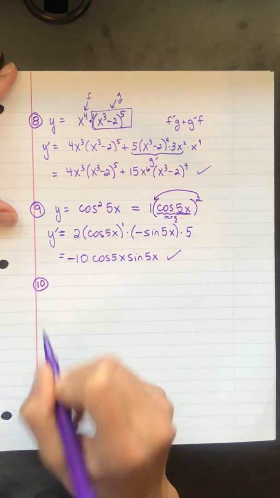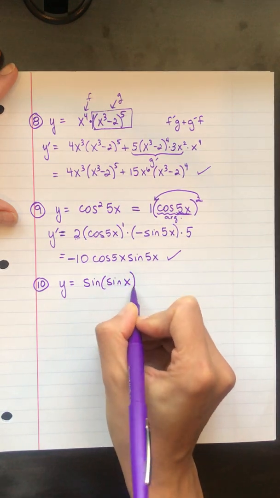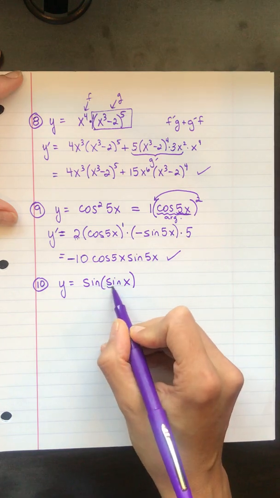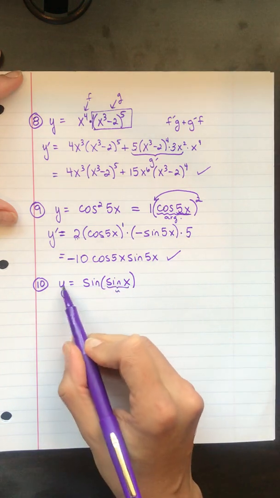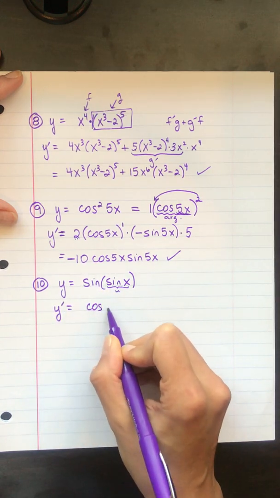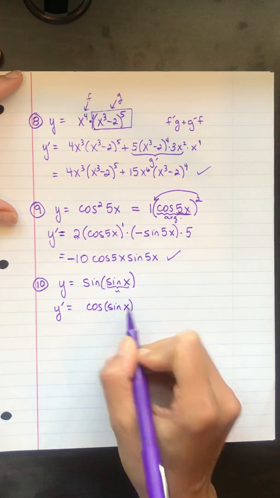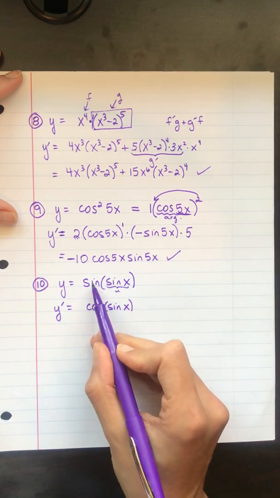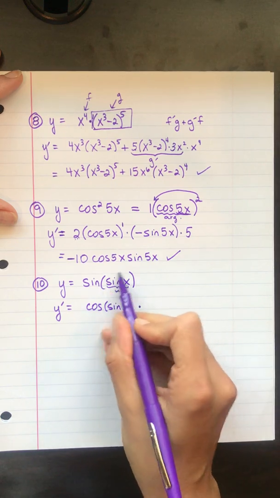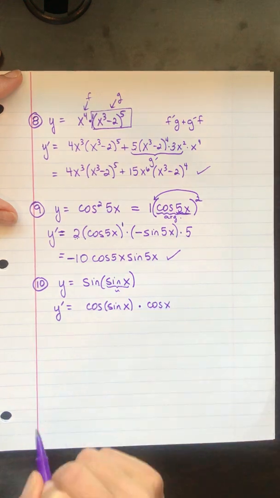Number 10. How do you do y equals sine of sine x? Where the argument of sine is sine x. Well, first of all, if the problem were y equals sine u, wouldn't you say that the derivative is cosine u? But u in our instance is sine x. Chain rule says after you do the derivative of the outside function, you do times the derivative of the inside. So what's the derivative of sine x? It is cosine x. And that's your answer.